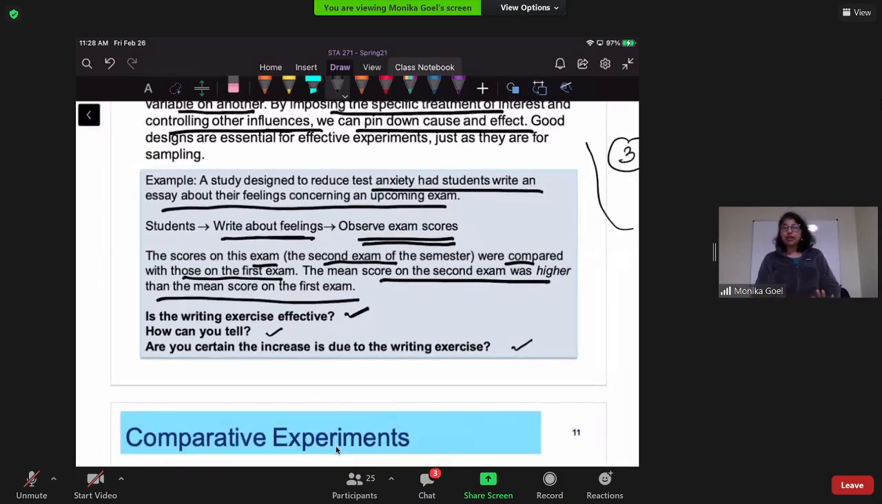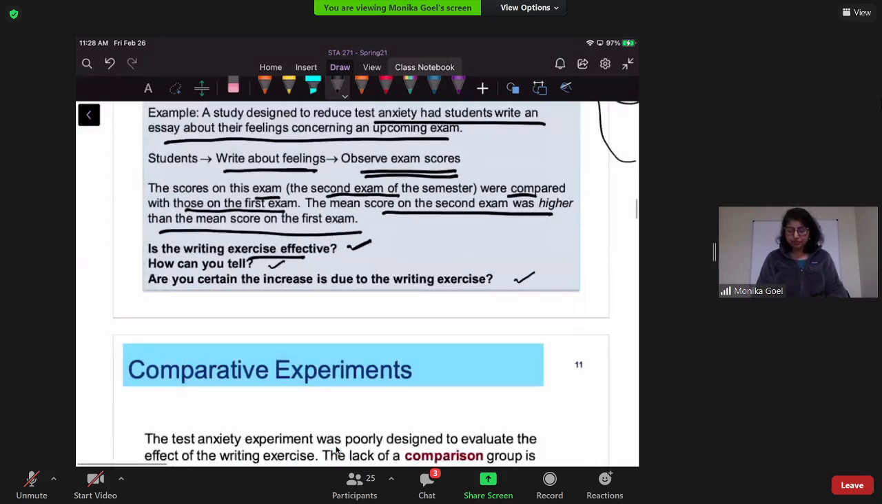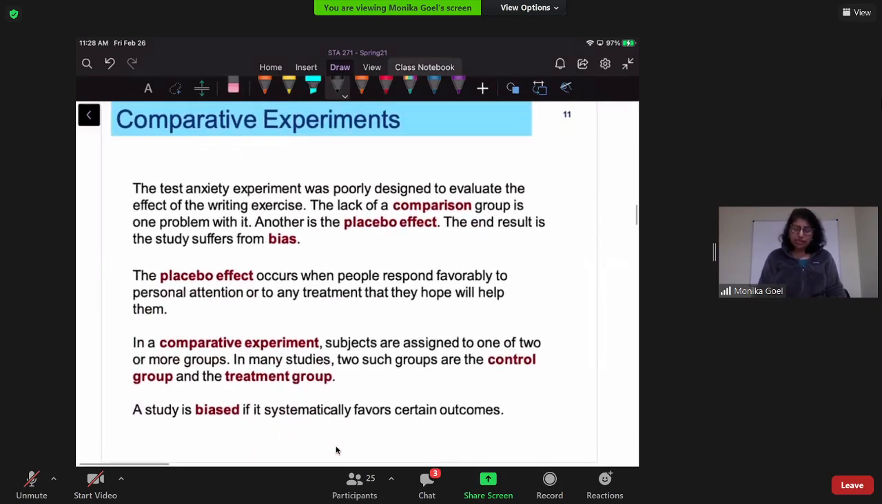Okay, so again, when we are talking about this experiment, it is poorly done because we are not doing any comparison here. And again, the writing exercise alone is not effective, because if we are just writing, not studying, it's not going to help us pass the test or get a better mean score for test 2.